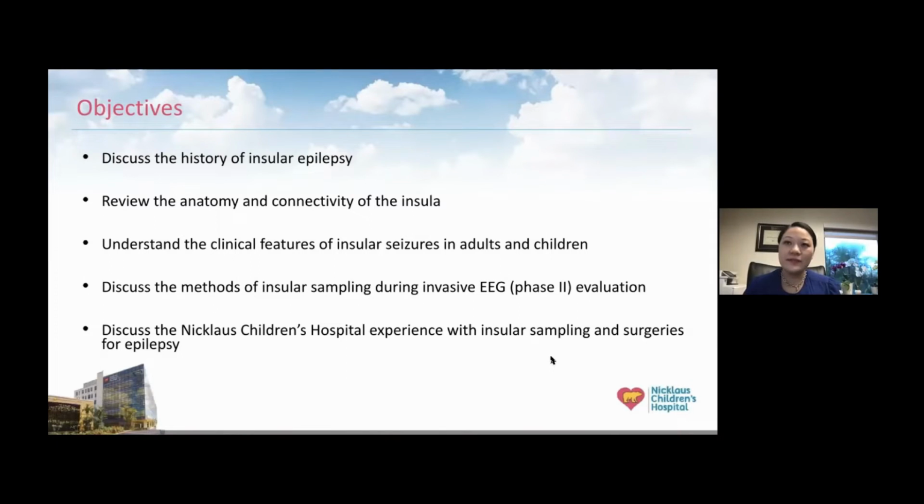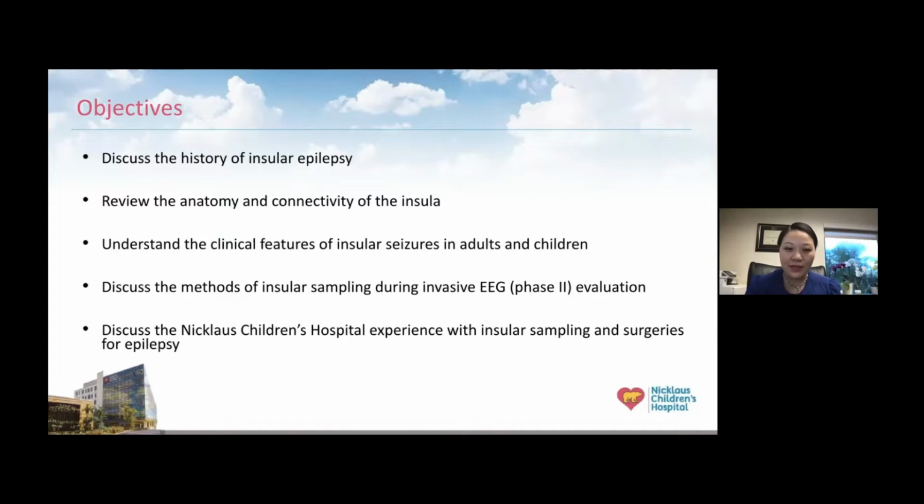So a couple objectives from this talk. First of all, I'd like to discuss the history and background of insular epilepsy and review the evolution of the discovery of the insula from 1809 by Reil to the description of insular epilepsy in the 1940s by Penfield, and later experimentation of insular resection from the early 1940s to 1960s.